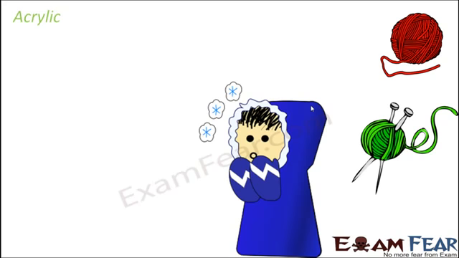Now let us talk about the fourth type of synthetic fiber, that is acrylic. Acrylic is again a synthetic fiber and it resembles wool. Like how you have the artificial silk or rayon which resembles silk, in a similar way acrylic resembles wool. Pure natural wool is again very expensive. So this acrylic gives the appearance of wool, but at the same time it is less expensive.